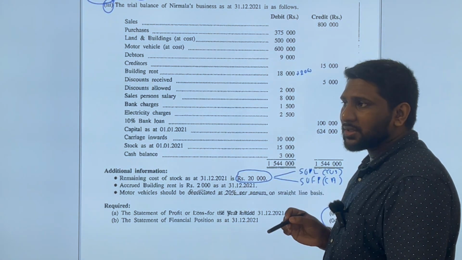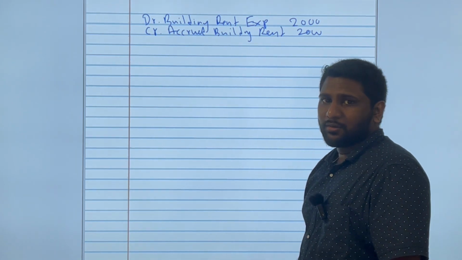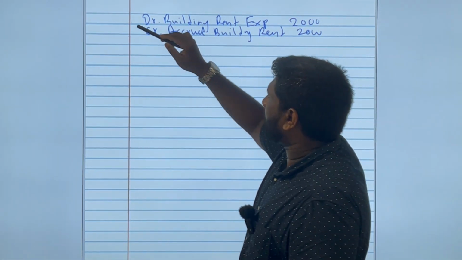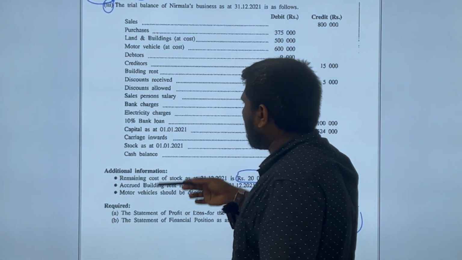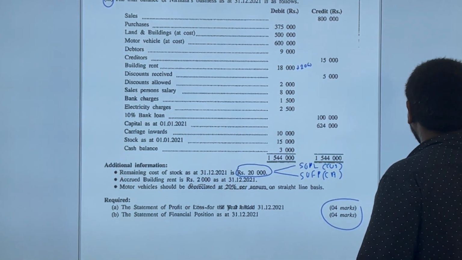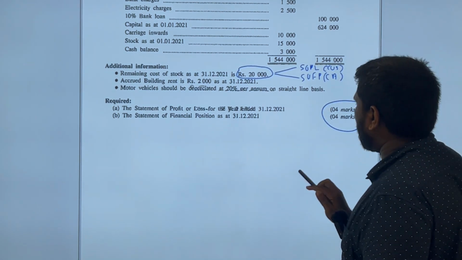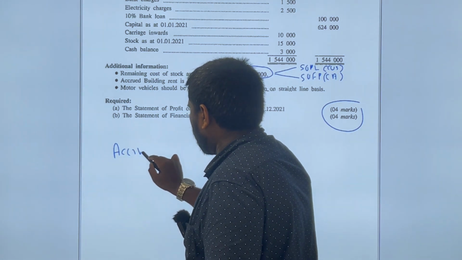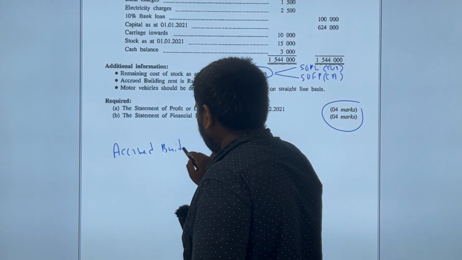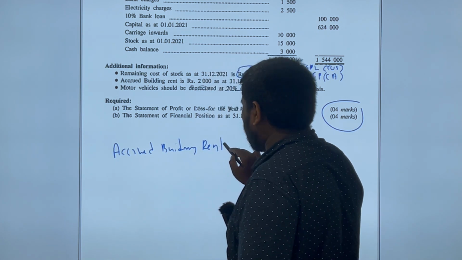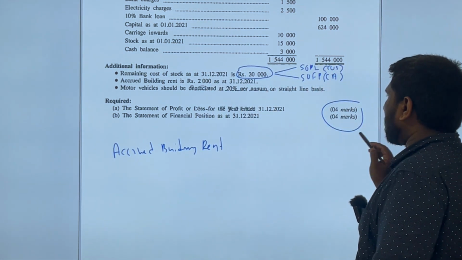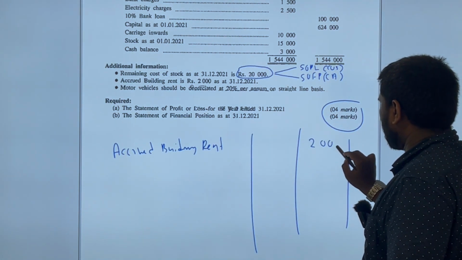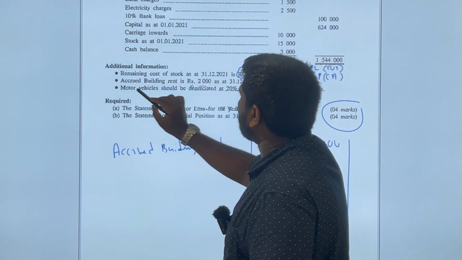Then the remaining 2000 is credit. Each transaction should have two entries. Credit accrued building rent, or building rent payable. Accrued building rent you don't have, so you can add that line to the trial balance. I'll write whatever new lines I'm adding to the trial balance over here: accrued building rent, which is not yet paid, a liability. So it will come to the credit side, which is 2000. So we are done with that one.